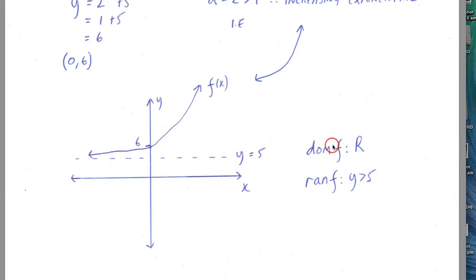You can see here for our domain is that we can have anything from negative infinity to positive infinity. So that's the real set of numbers. And our range is anything above 5. Okay, notice that it's y being greater than 5. It's not equal to 5, it's greater than 5, because the curve will never reach the line y equals 5. Get close, but never reach it.